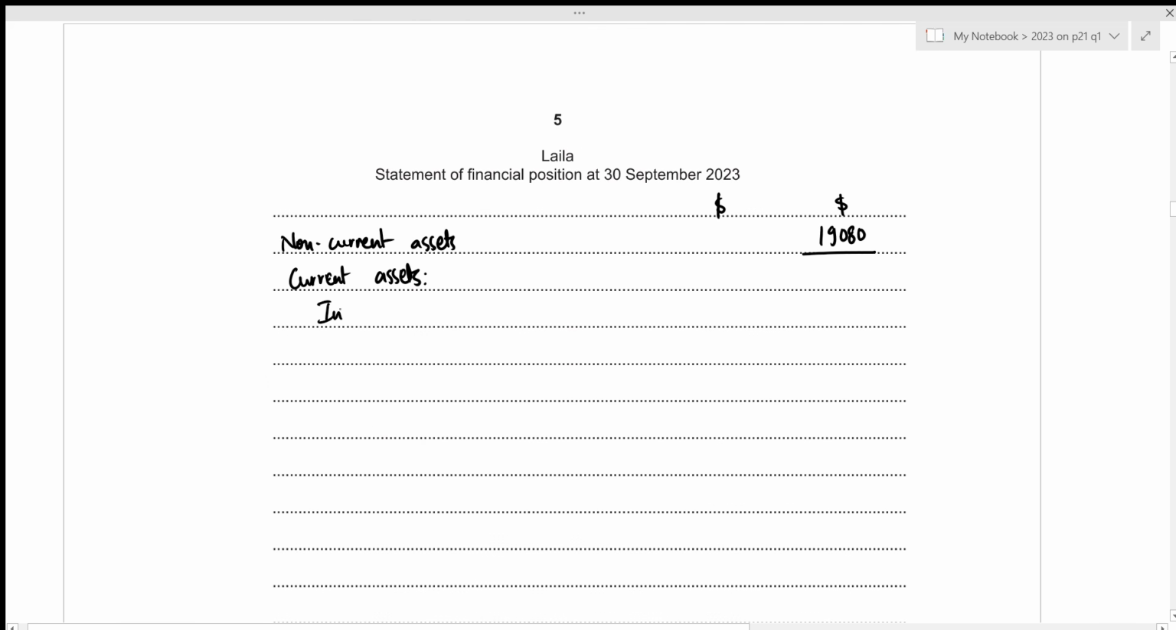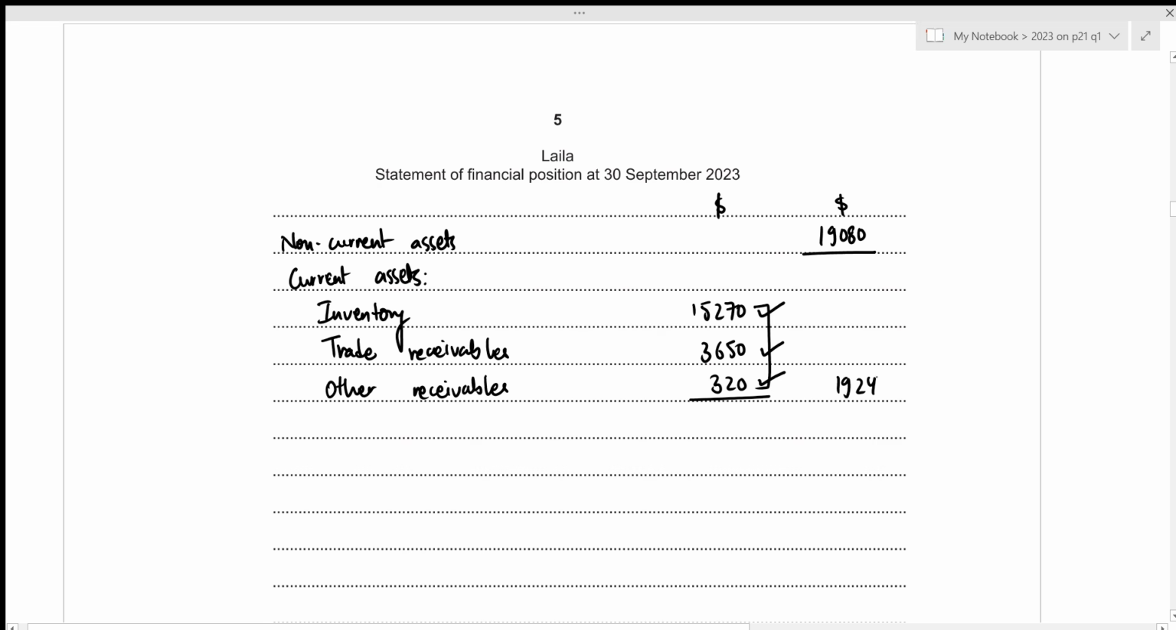So we first have our closing inventory, whose value we calculated to be 15,270. Then we were given the closing trade receivables, which was 3,650, and we've calculated the other receivables, which was 320. Let's calculate the total for our current assets. That will be 15,270 plus 3,650 plus 320, which is 19,240.